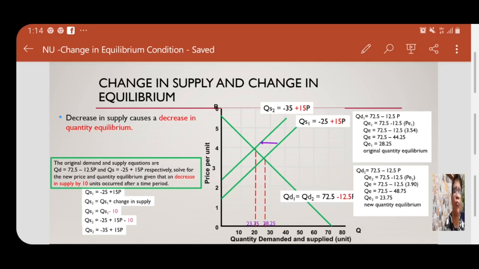So what happened? Because of the decrease in supply by 10 units, quantity equilibrium also decreased. By how much? The decrease in quantity equilibrium is QE2 minus QE1, so 23.75 minus 28.25 could be the value of the decrease in quantity equilibrium, and you can solve it yourself already.